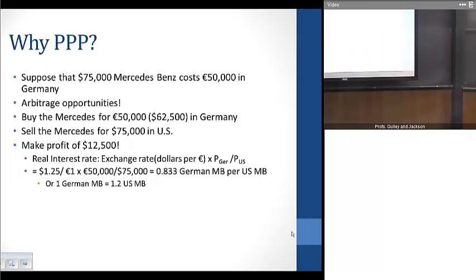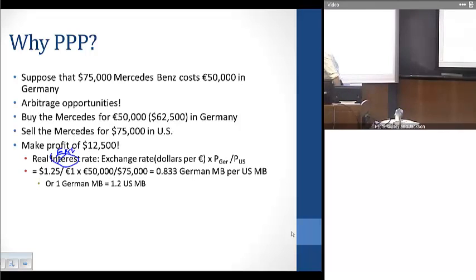This is a mistake, actually. That should read the exchange rate, not interest rate.